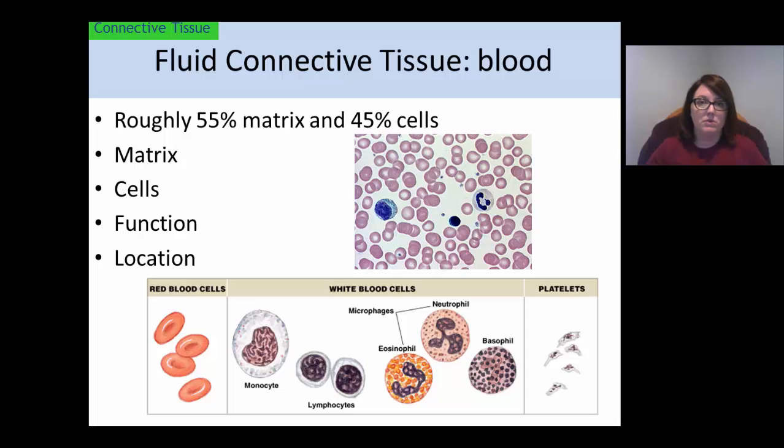The main function of blood, of course, is transporting things like oxygen and nutrients, but also it's defensive because of the white blood cell component, and also it's important for blood clotting because of the platelet component. Location, where do we find blood? The answer is not everywhere. Right? We actually only find blood in one very specific location in the human body. That's in our cardiovascular system. So we find blood in our blood vessels and in our heart.